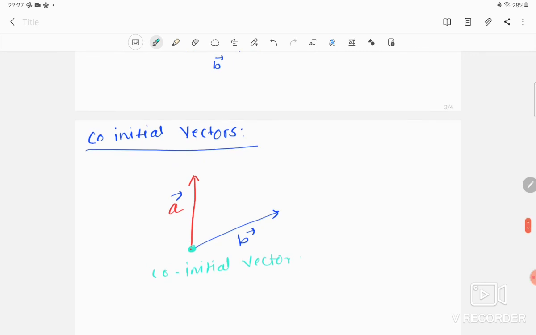So in this video we understood the types of vectors, the definition of a vector, and the representation of a vector. In the next video we will understand vector formulas and vector algebra.